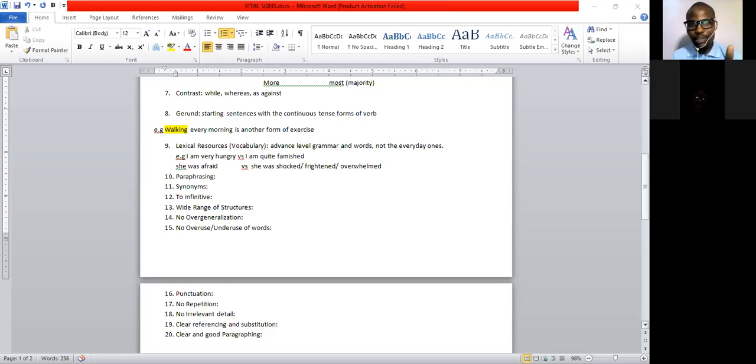Very as compared to quite. They don't carry the same weight in the English language. You have to use those a little bit above basic language in your essay.